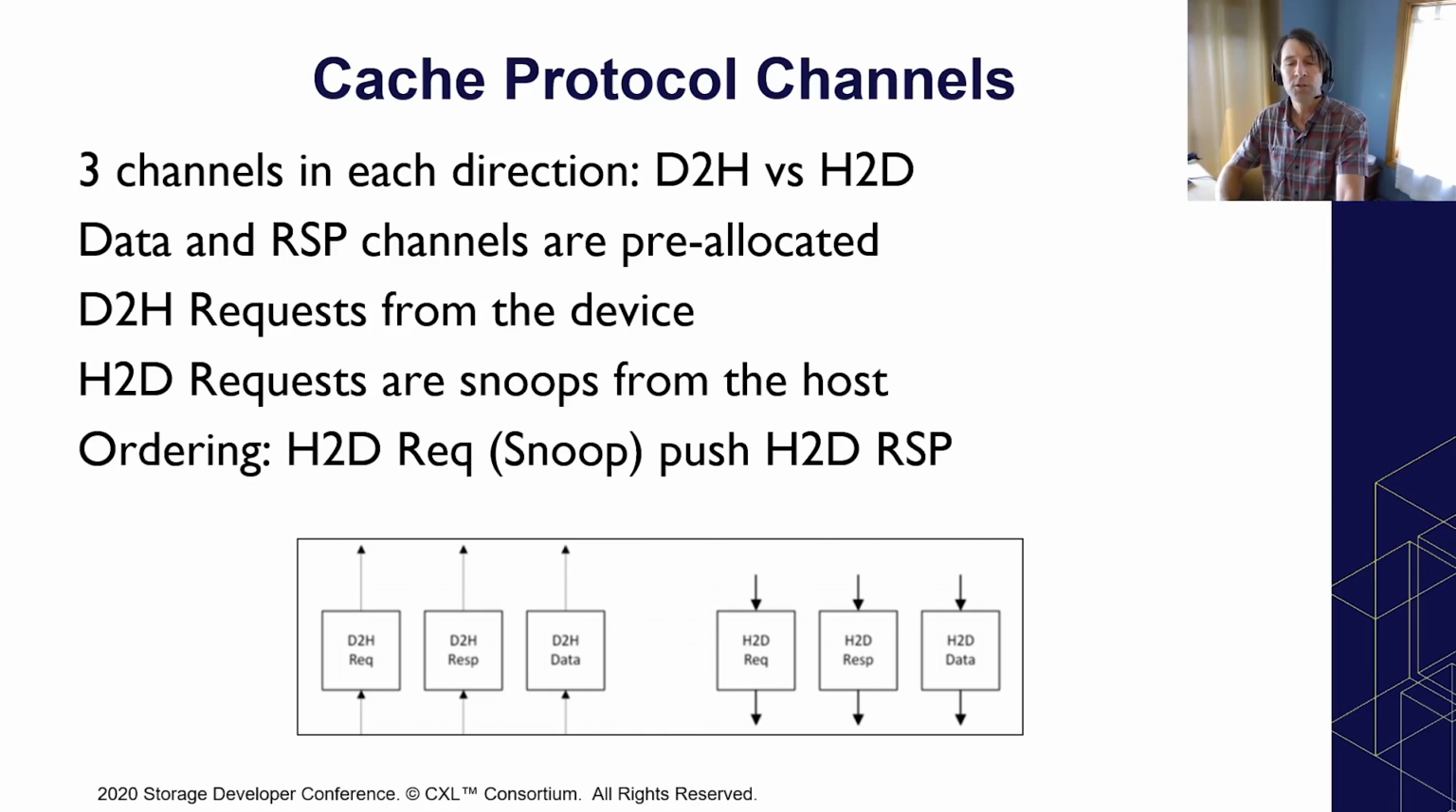And then we have H2D requests. These are from the host, and this channel is where the snoops that we talked about in the prior slides are sent. Now we do have one ordering rule within these channels. The rule is that H2D requests, snoops, push H2D responses, really specific responses, and they do so for the same cache line address. I'm not going to get into too many details around this, just know that there is one ordering rule, and that aside from this ordering rule, all other messages are unordered.